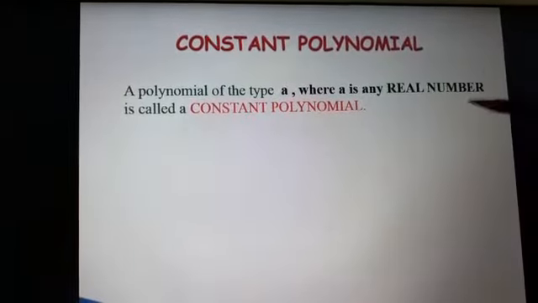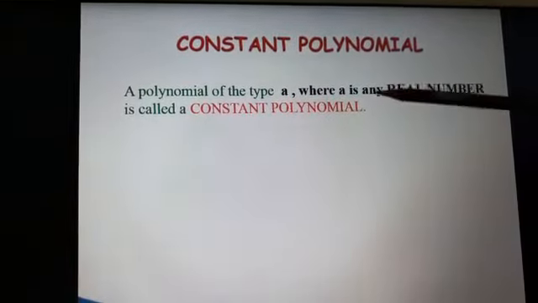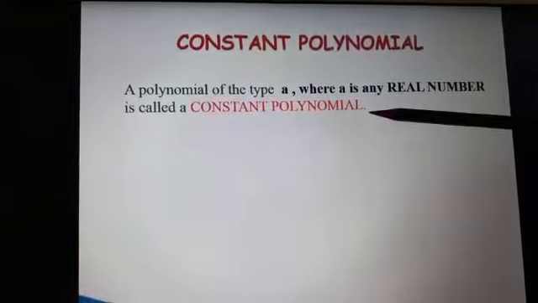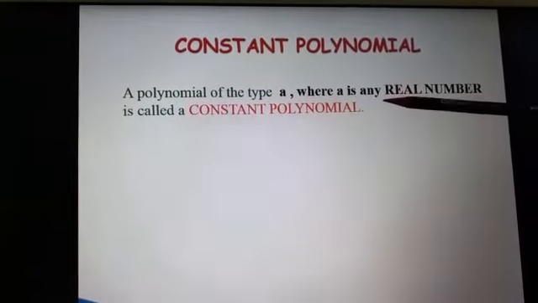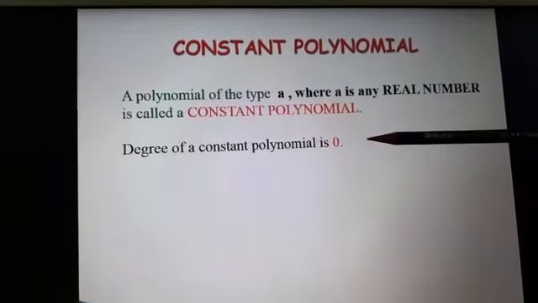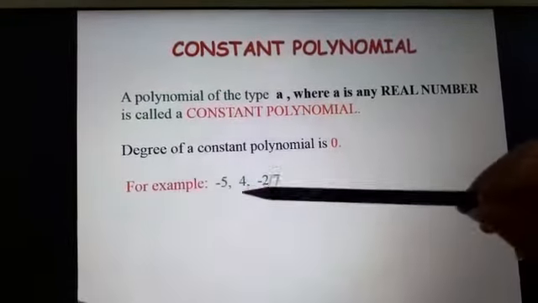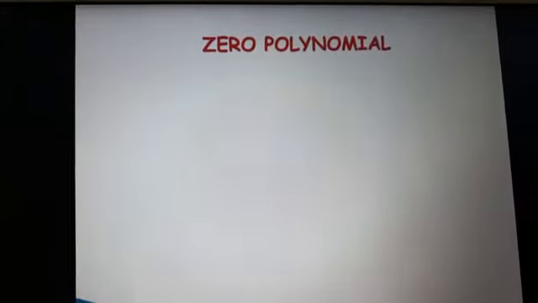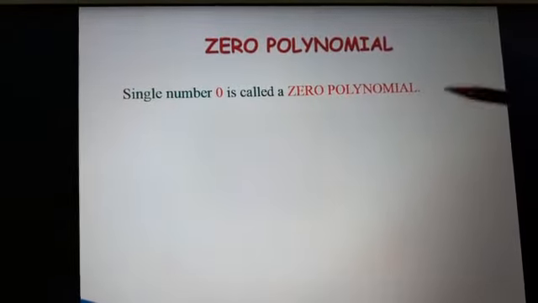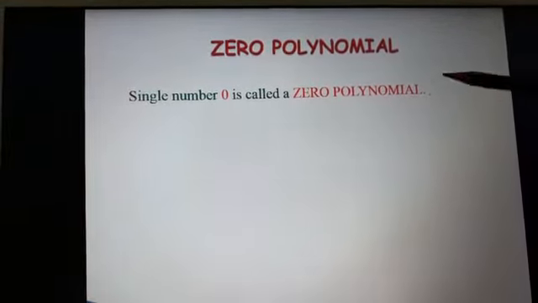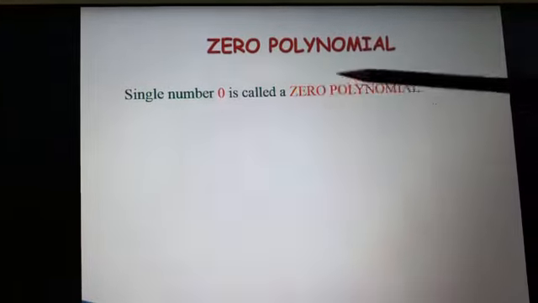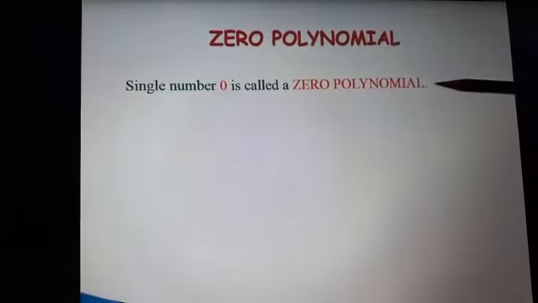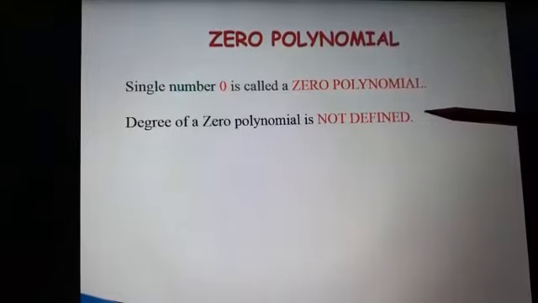Then constant polynomial, it is very important. A polynomial of type a, where a is any real number, is called a constant polynomial. It means where we have a real number, it is called a constant polynomial, and its degree is 0. Examples are -5, 4, -2/7. Then zero polynomial, this is very important. A single number 0, meaning in place of a real number you have 0, is called the zero polynomial. When the number 0 is there, it is called the zero polynomial and its degree is not defined.